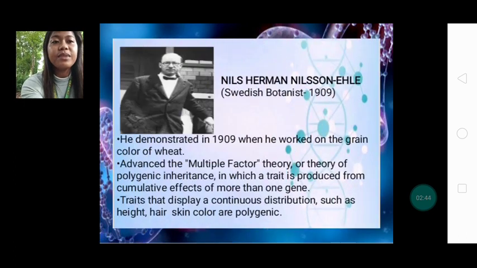Second is Herman Nilsson-Ehle, a Swedish botanist, in 1909. He demonstrated in 1909, when he worked on the color of wheat, and advanced the multiple factor theory or theory of polygenic inheritance, in which a trait is produced from the cumulative effects of more than one gene. Traits that display a continuous distribution such as height, weight, and skin color are polygenic.